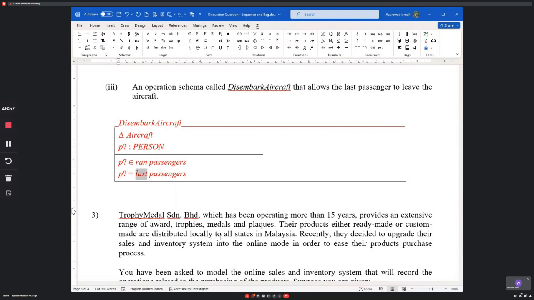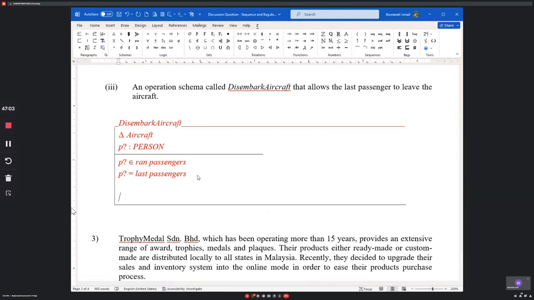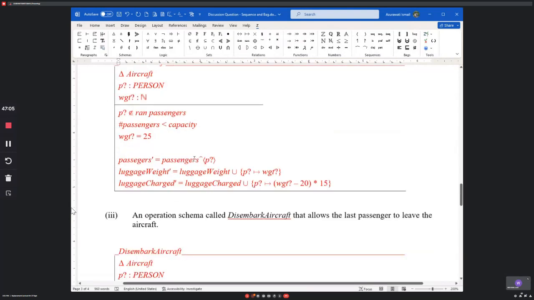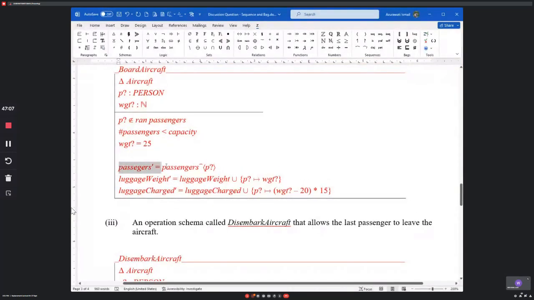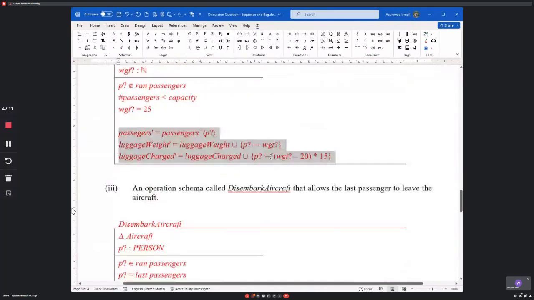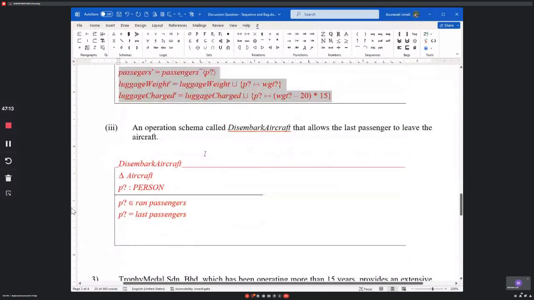Okay, so that's why we use last here. After that, we have to update our database. Let me copy the whole thing here.